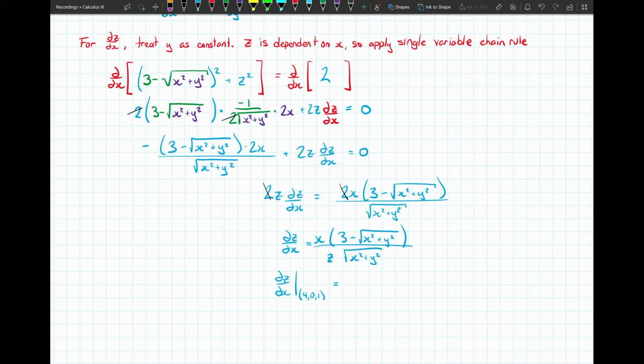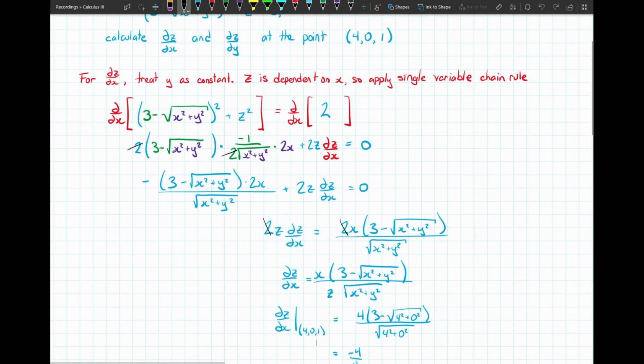It's at this point in time that we can go ahead and plug in x equals 4, y equals 0, and z equals 1 into this equation. If we evaluate that expression, we have 4 times 3 minus 4. That gives us -4 in the numerator, and then we have 4 in the denominator. And overall, that gives us a partial derivative equal to -1. This is the rate of change of z with respect to x at that specific point.